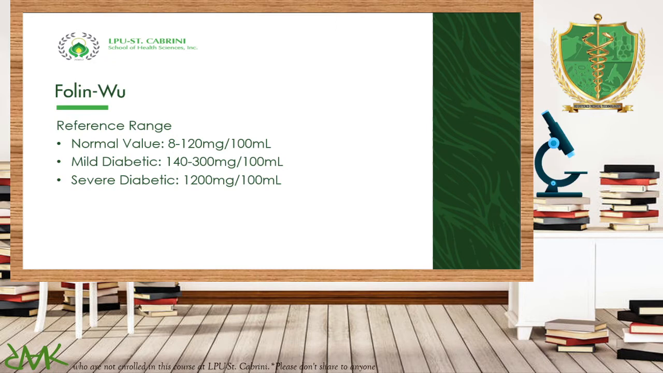And if your blood glucose level in Folin-Wu is greater than or equal to 1,200 milligram per 100 ml of blood, you are considered to have a severe diabetes. Okay, so that is for our Folin-Wu.